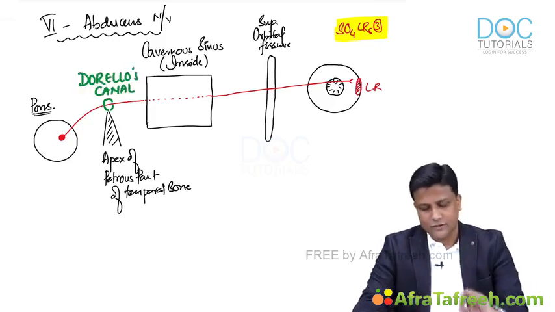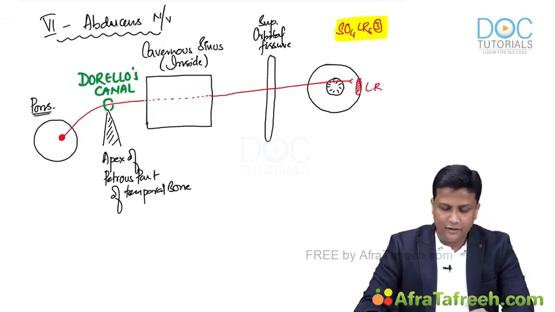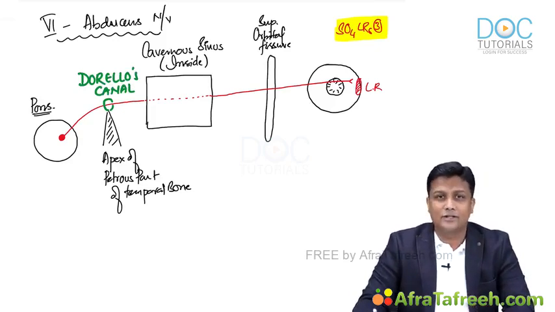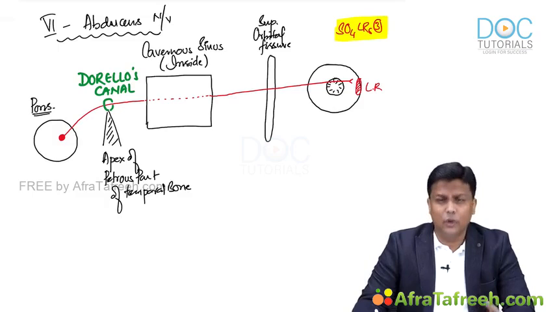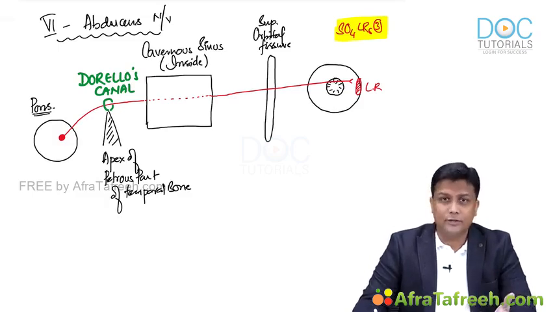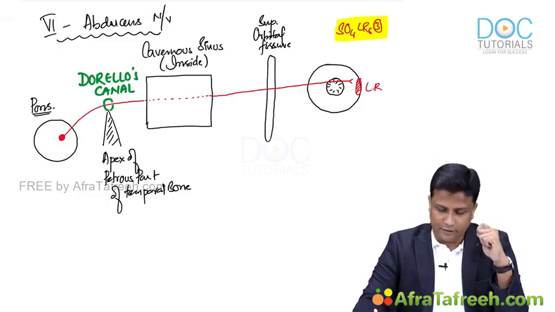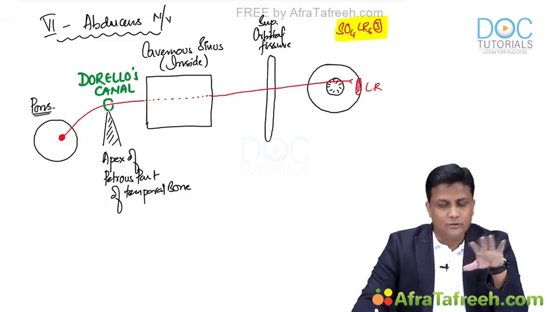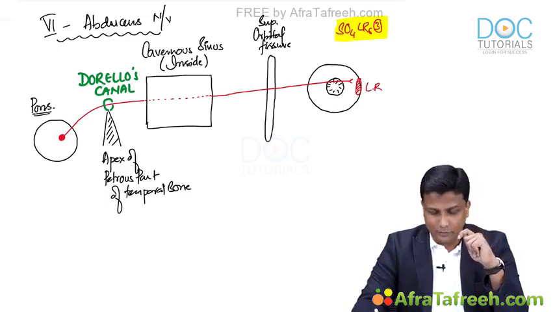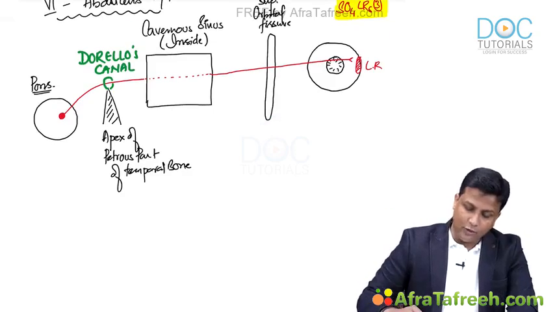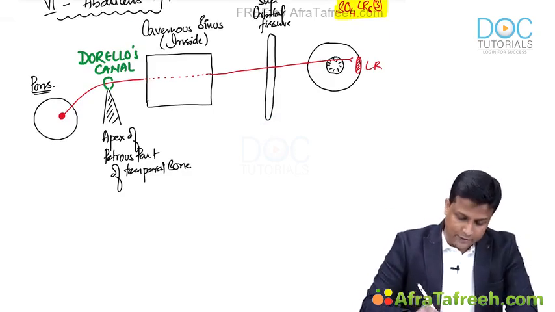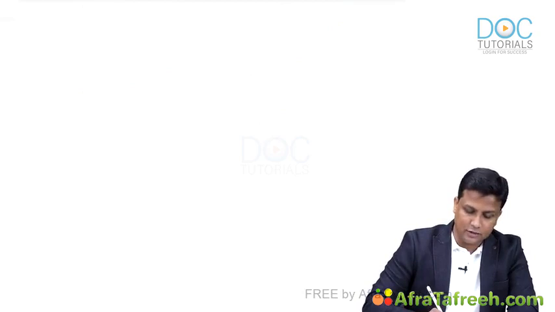So, which nerve is the one passing through Dorello's canal? It is your sixth nerve, that is your abducens nerve. The abducens nerve passes through Dorello's canal. Now, what is Dorello's canal? Nothing but a ligamentous canal near the apex of the petrous part of the temporal bone, guys. That is all about the sixth nerve that you have to remember. Now, after completing the normal course as well as the supply, let us see certain important MCQs regarding the sixth nerve.